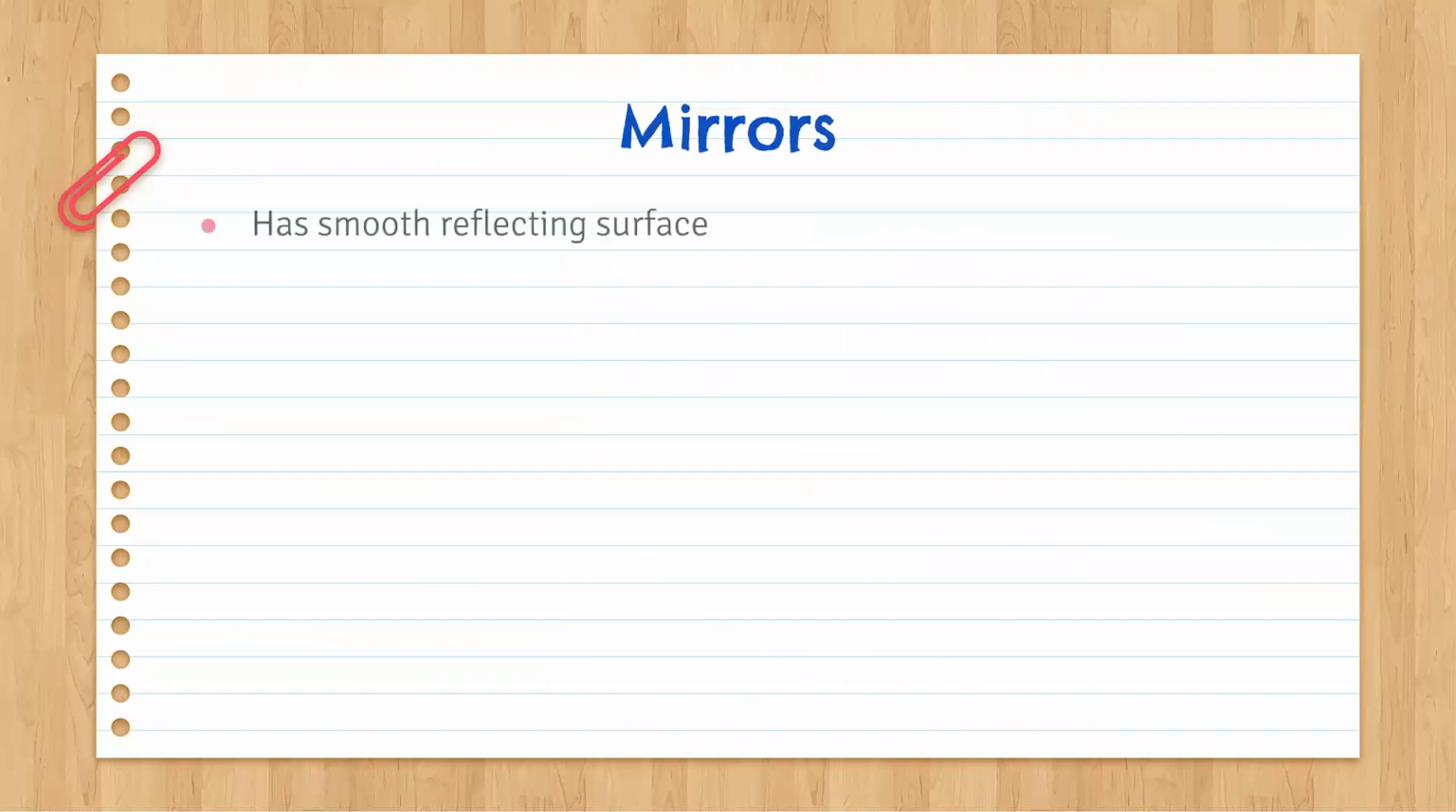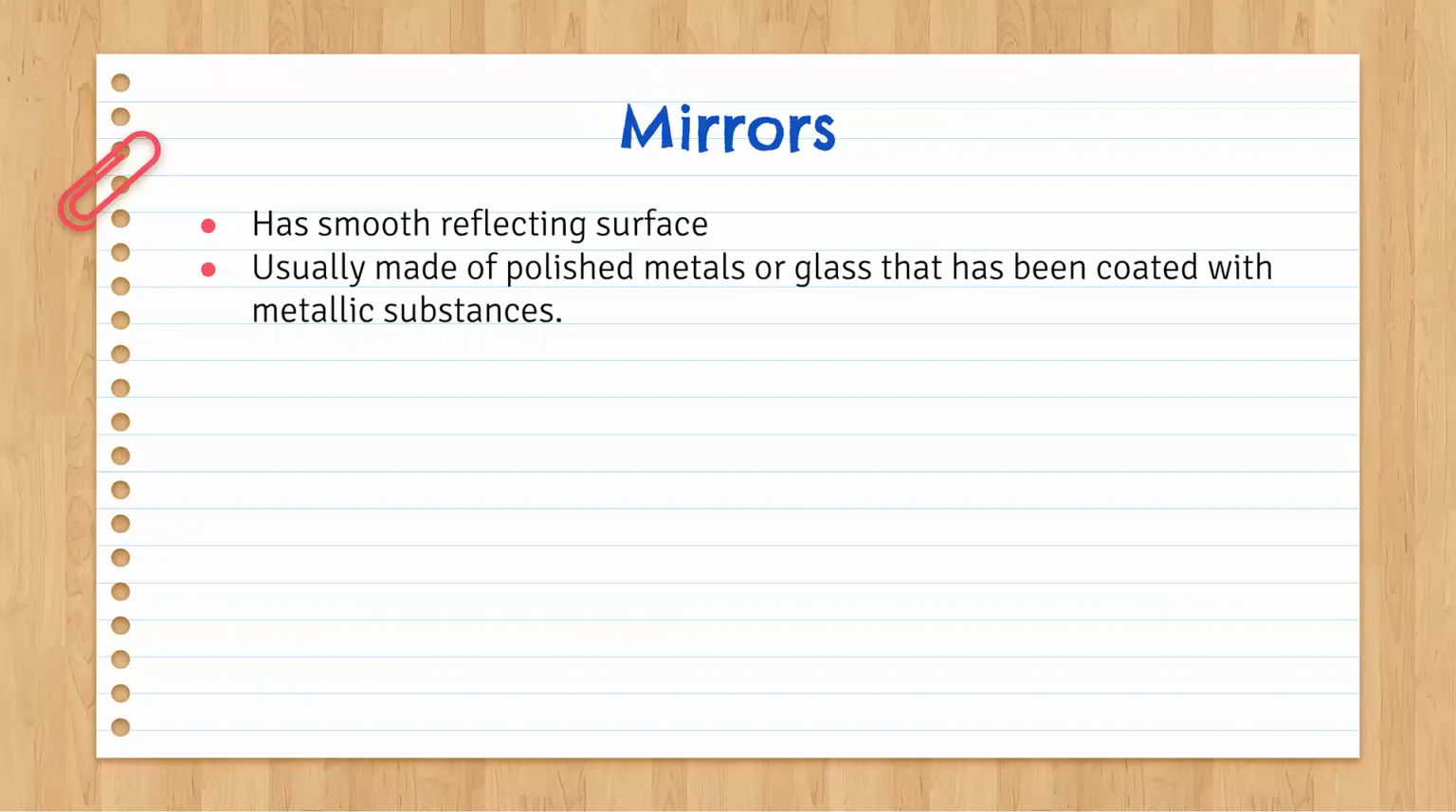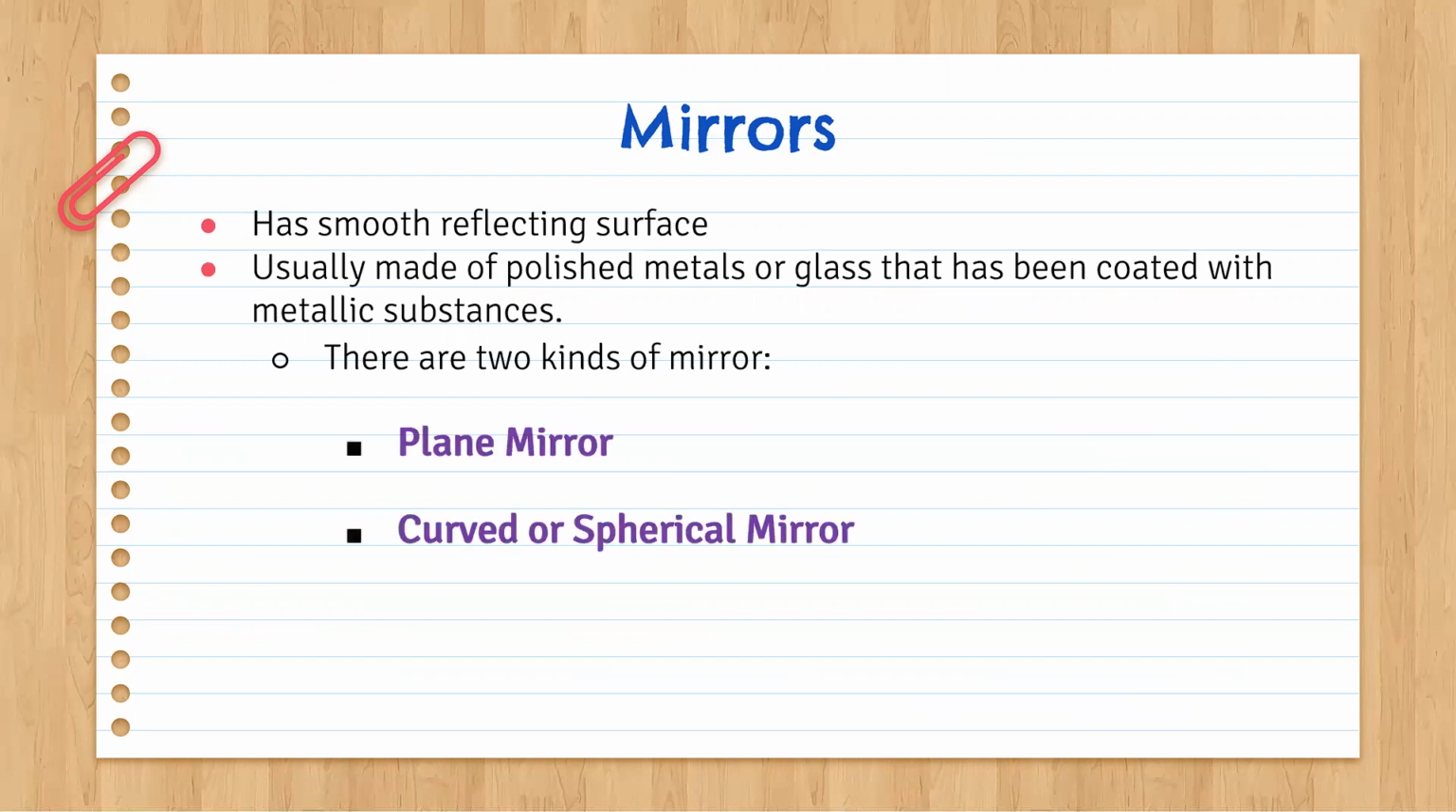A mirror has a smooth reflecting surface. They are usually made of polished metal or glass that has been coated with metallic substances. There are two kinds of mirror, the plane mirror and the curved mirror or spherical mirror. You have two types, namely concave and convex.